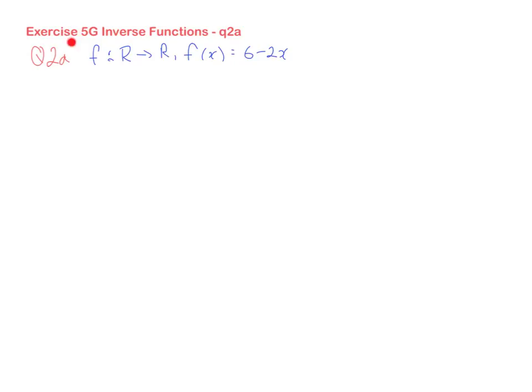Rightio, so we're going to look at 5G, inverse functions, and question 2a. So functions is the key word here, so let's have a look. We've got the function f with domain R, maps onto the real number plane for f of x equals 6 minus 2x. So if you think about that, that's just simply a straight line, and it's got a negative gradient of 2, and it cuts the y-axis at that.